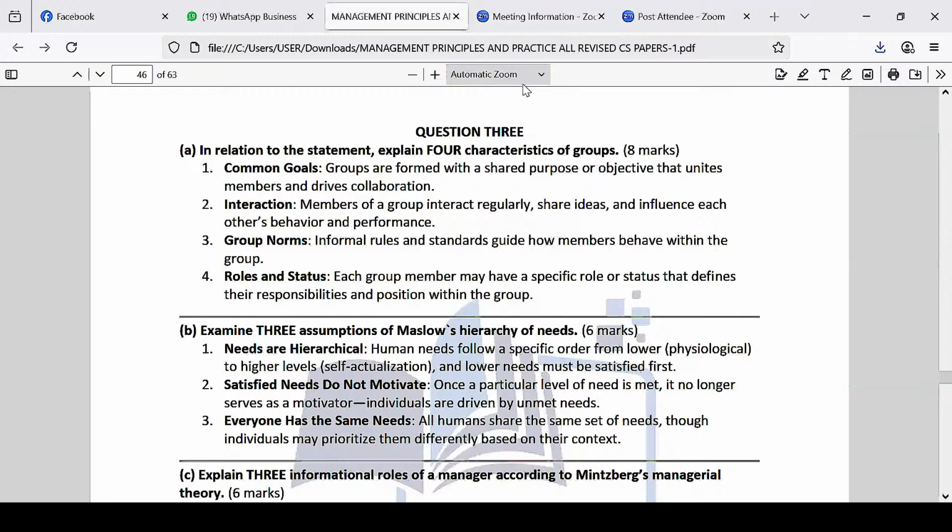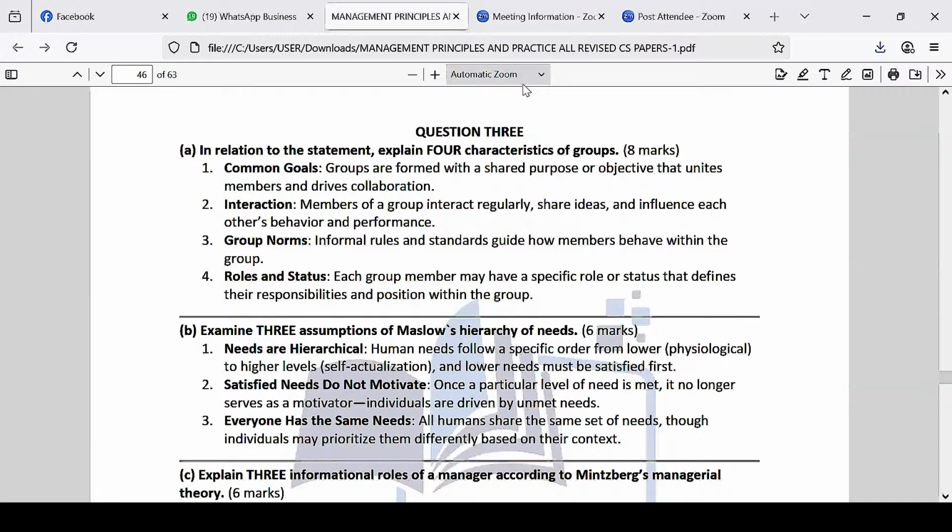So we talk about the aspect of group norms, informal rules. Informal means they are not set down. If you're a group of friends, you don't set rules, but basically there's a standard way of behavior that members should have. So informal rules and standards guide how members behave within the group.